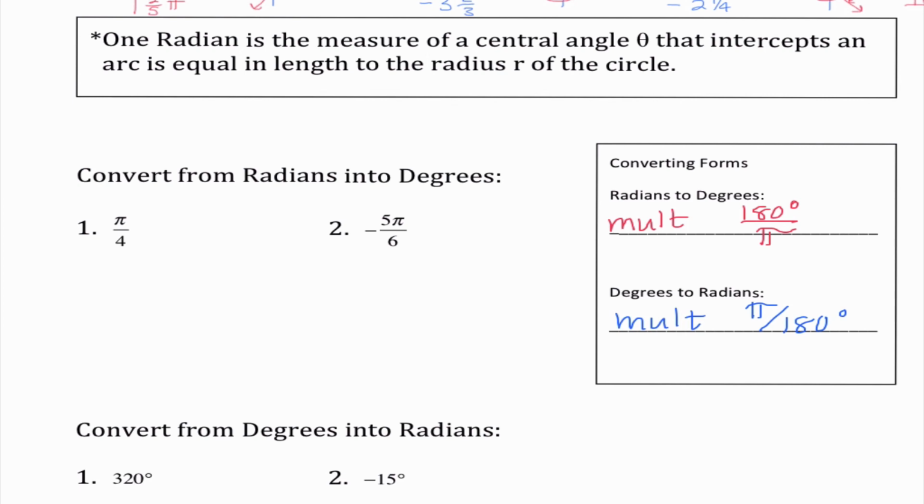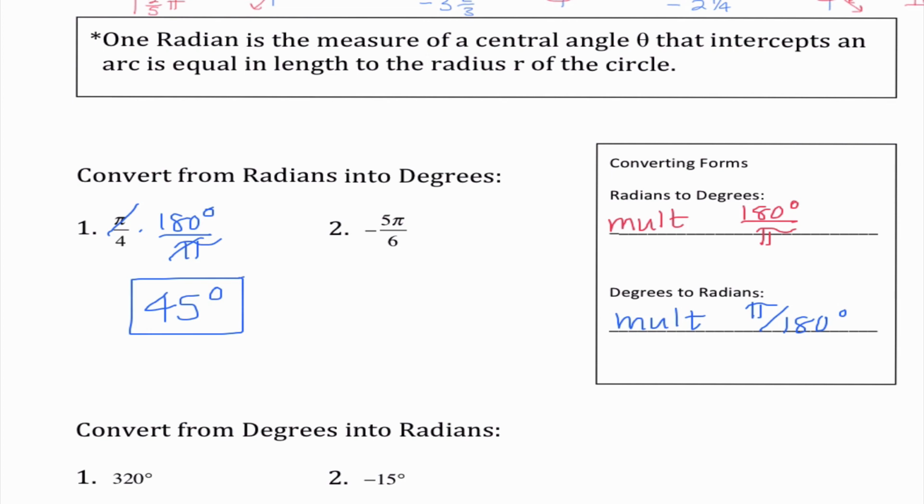So let's go ahead and work on this. Convert from radians into degrees. I'm going to multiply by 180 degrees over pi. I notice my pi's cancel out. Don't put pi in your calculator, it just causes a mess. And I know that 180 degrees divided by 4 is 45 degrees. Notice I am putting a degree symbol on here.